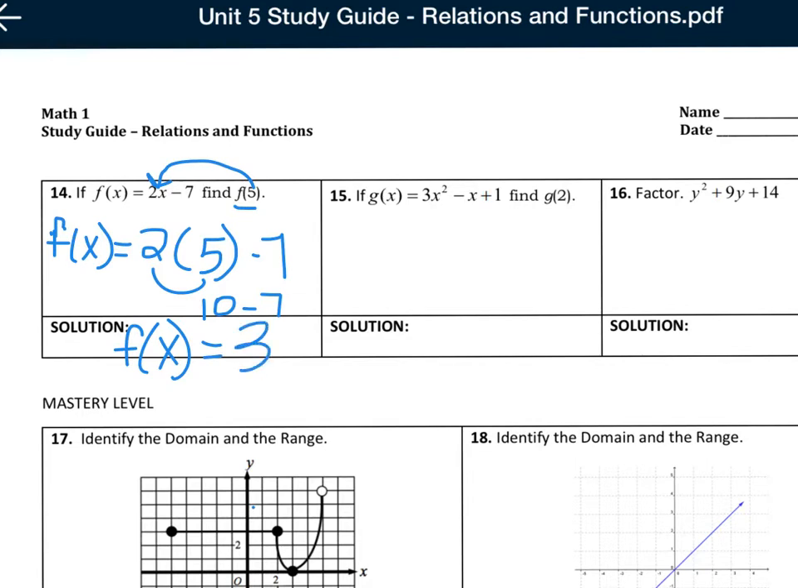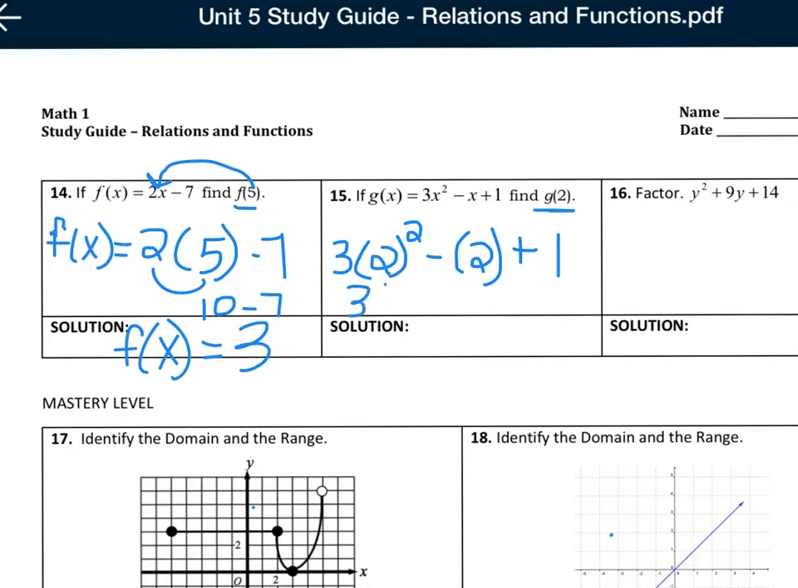15 is also a function notation question where we are finding g of x, and we are given g of 2. So we're going to replace that 2 in for any time that we see an x. So we can say 3 times 2 squared minus 2 plus 1. And remember, PEMDAS wants us to do parentheses first. There aren't any parentheses. Exponents next. There are exponents with the 2 squared.